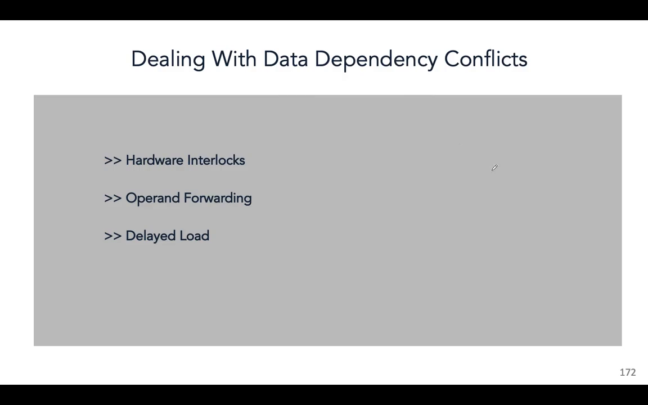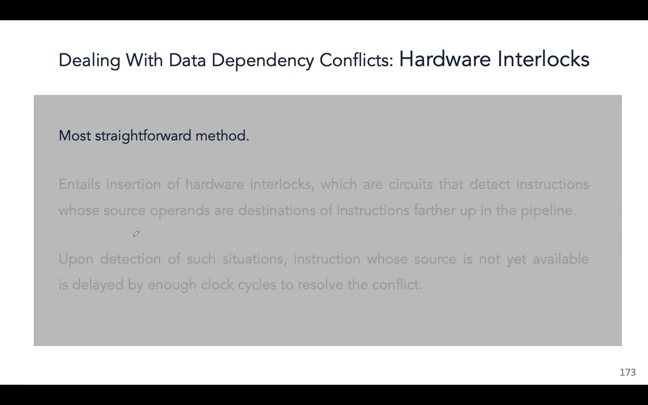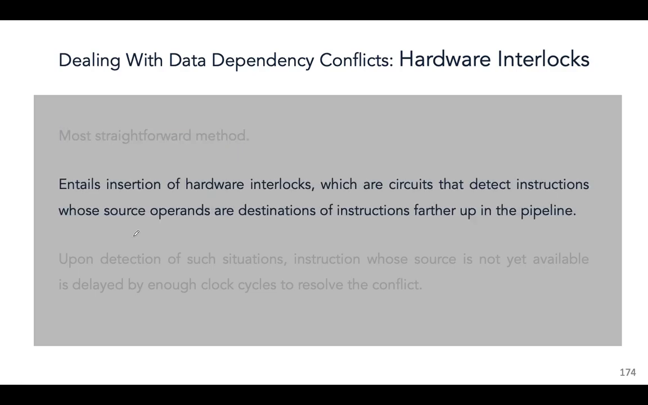There are several different methods by which we can deal with such data dependency conflicts. And these are the ones we're going to be talking about: hardware interlocks, operand forwarding, and delayed load. Now let's first see what hardware interlocks are. So this is the most straightforward method of dealing with data dependency conflicts. What it does is it entails insertion of hardware interlocks.